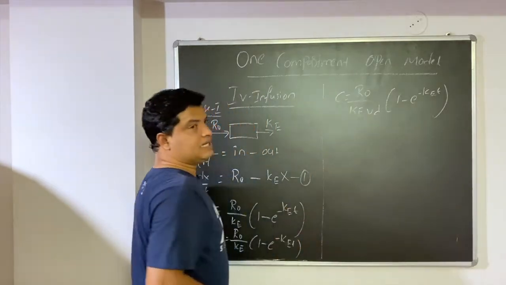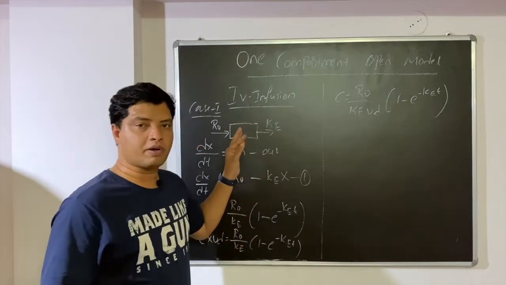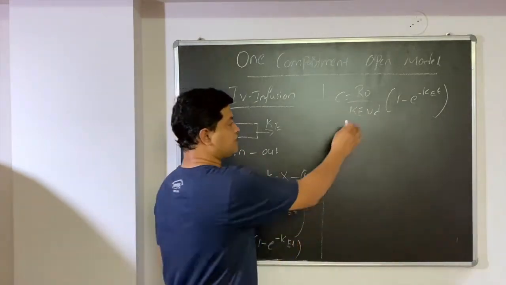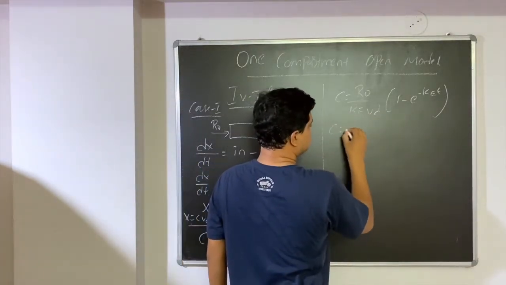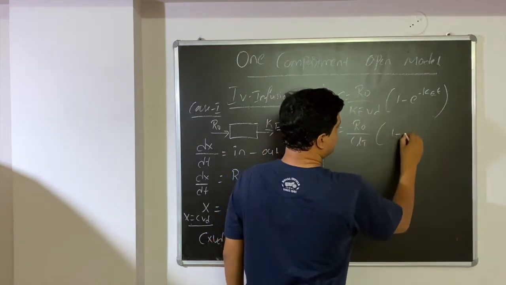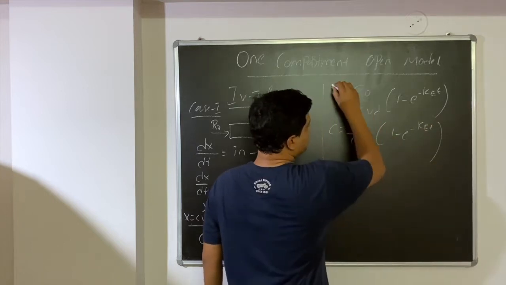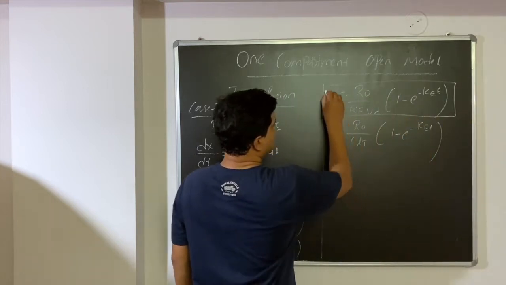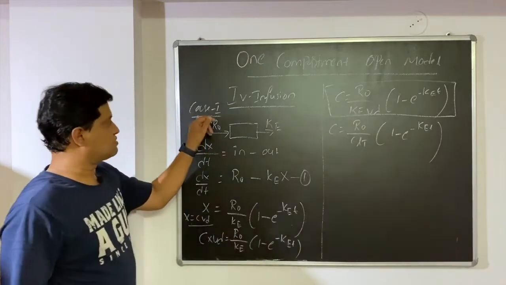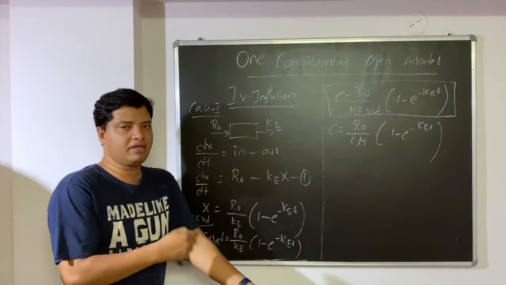Ke into Vd is called as clearance. I already told you in the one compartment open model IV bolus. So we can substitute here. This can be written as C is equal to R0 by clearance into 1 minus e to the power of minus Ke t. You remember this is the equation for case 1. What is case 1 in case of IV infusion? Case 1 is normal IV infusion.